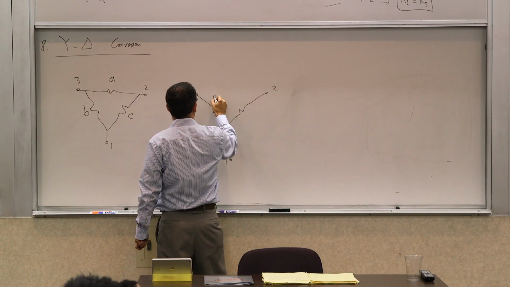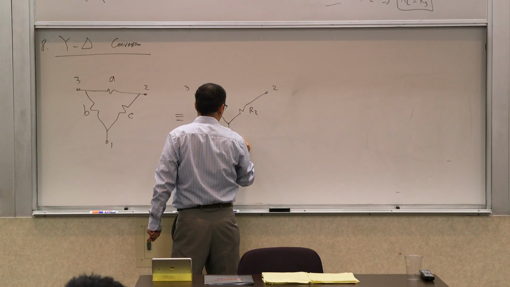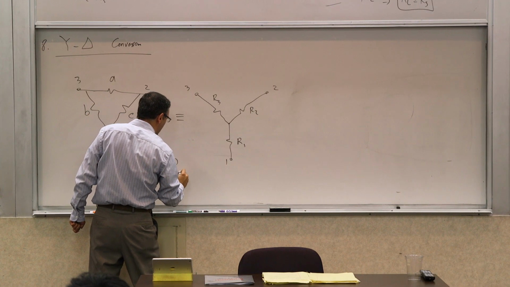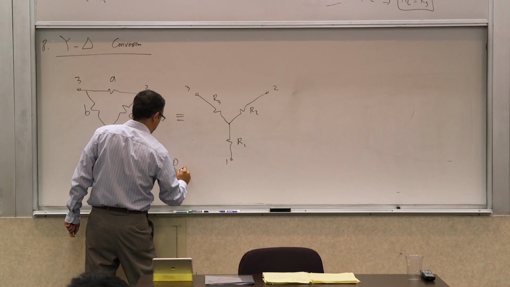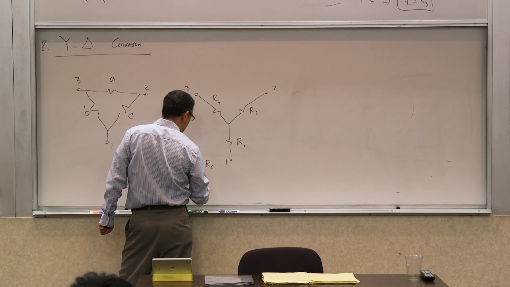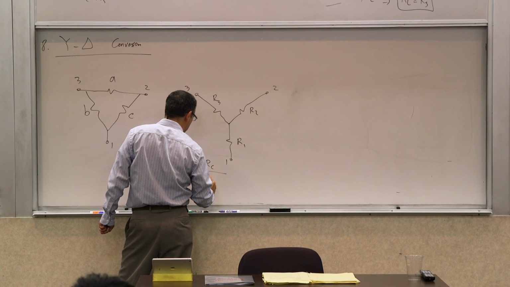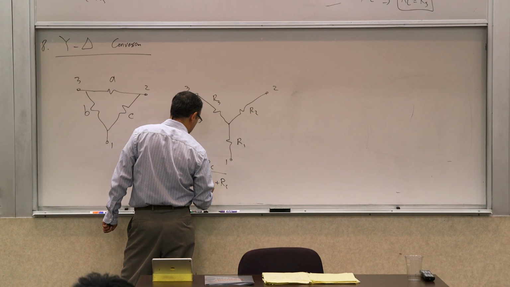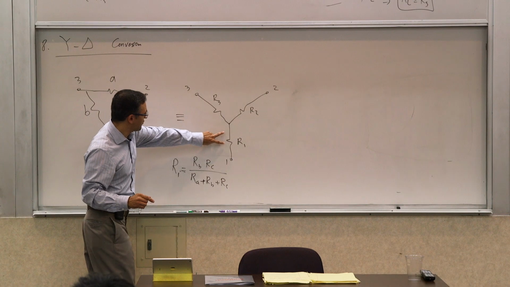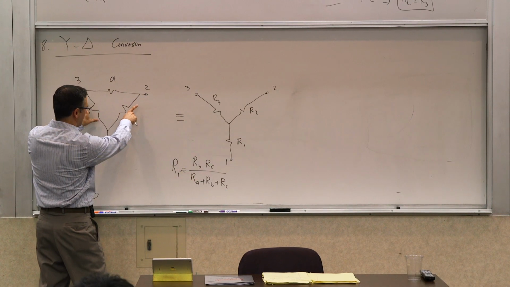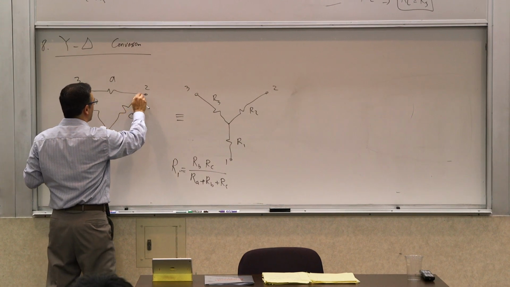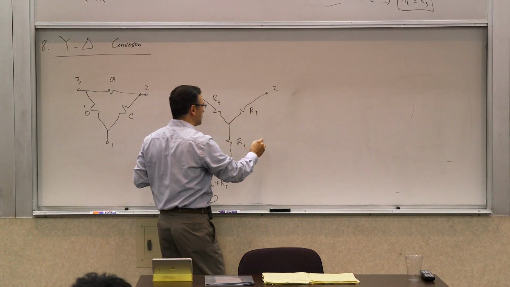You can call this R3, R2, and R1. And R1 is going to be RB RC divided by RA plus RB plus RC. And you can see it's symmetrical, right? Because this resistor is determined by the product of these two over the sum of all 3. So by that argument, you can tell me what the other 2 are going to be, right?